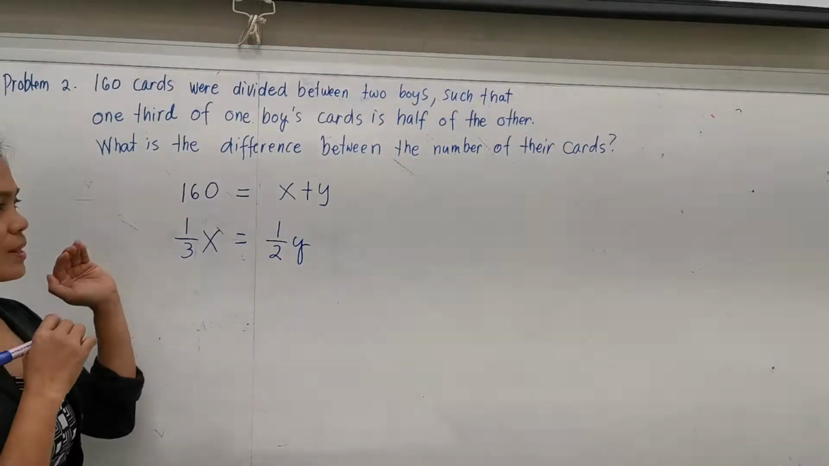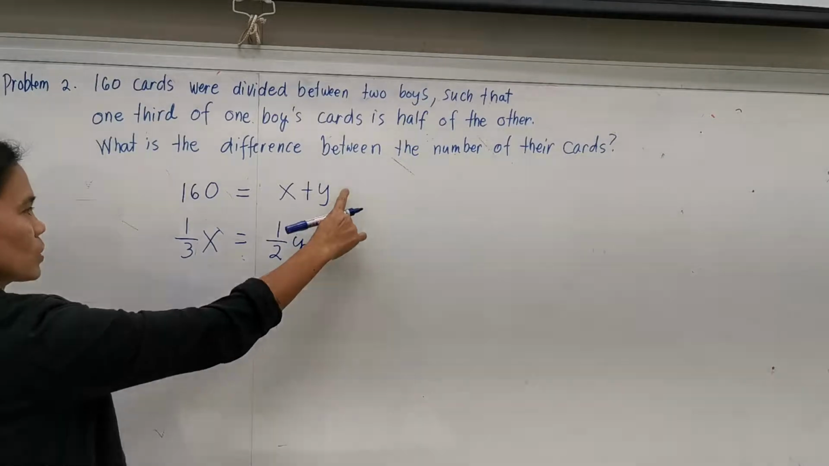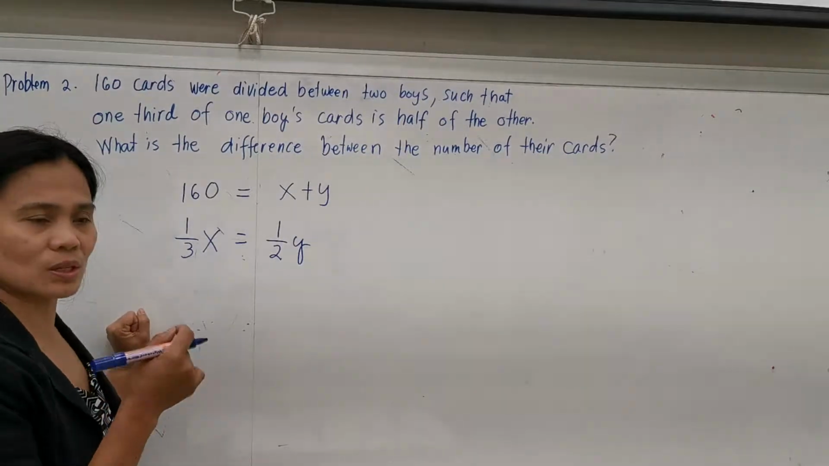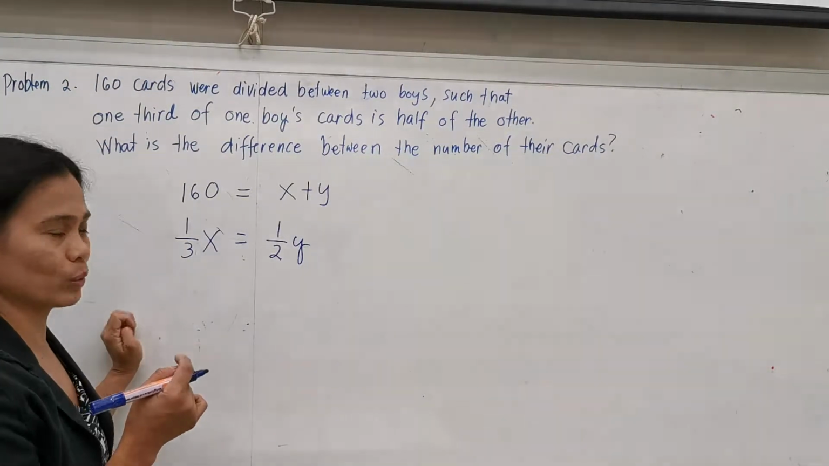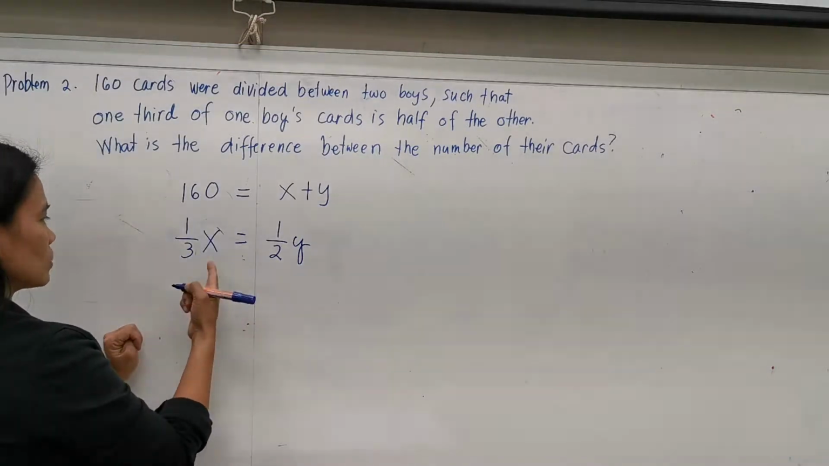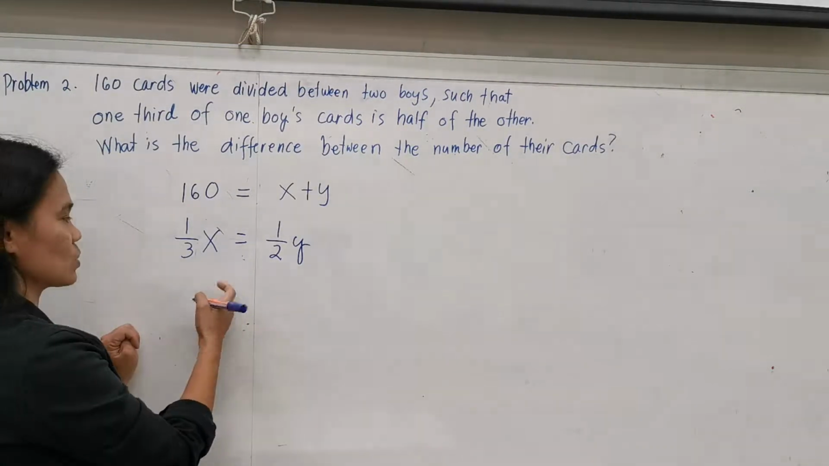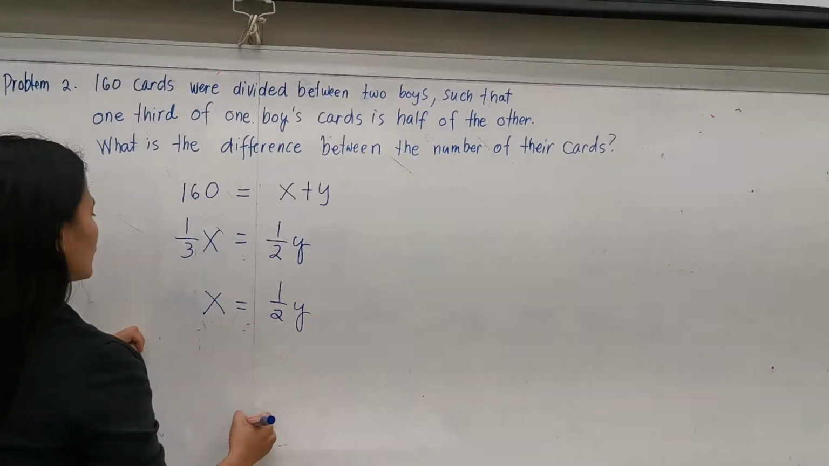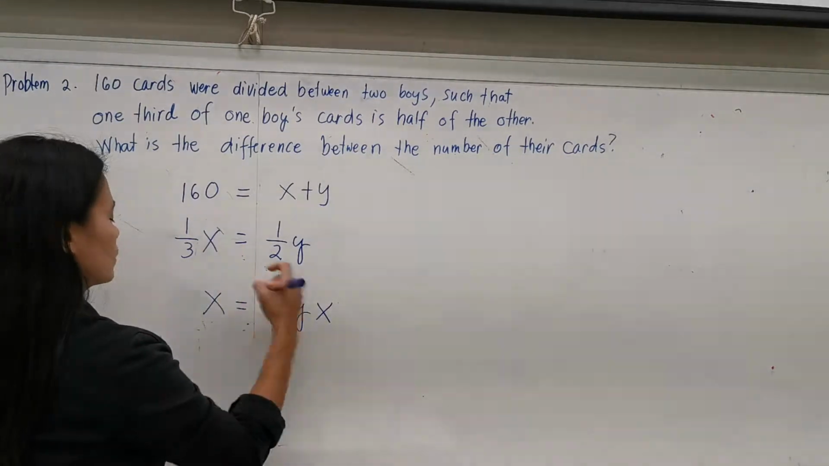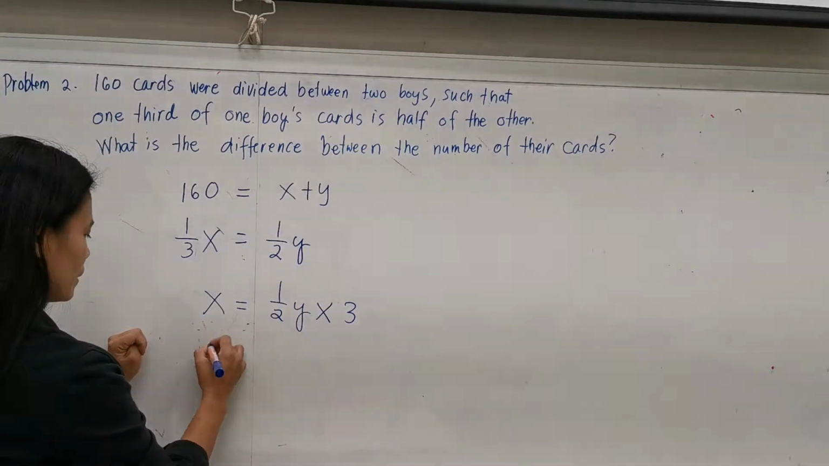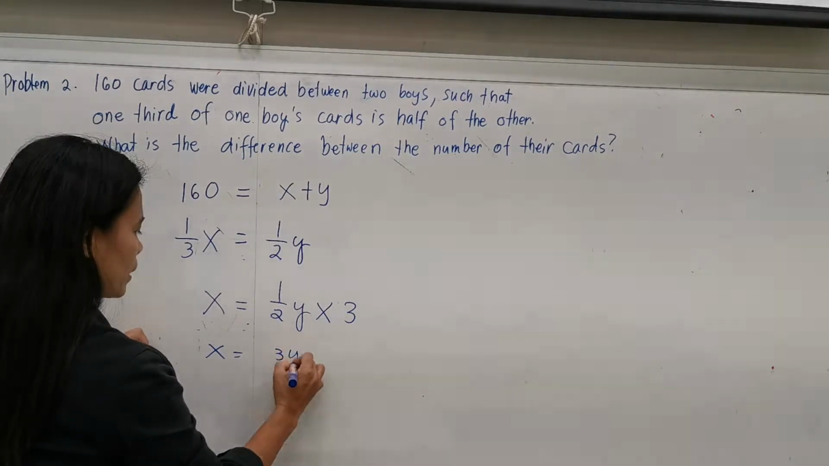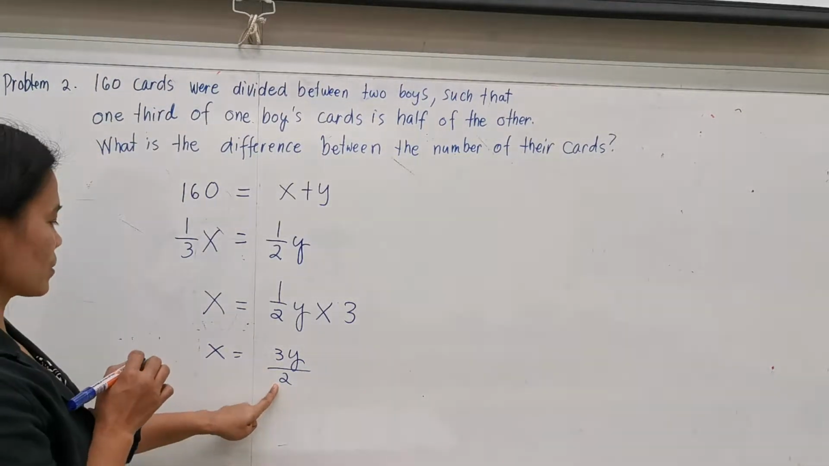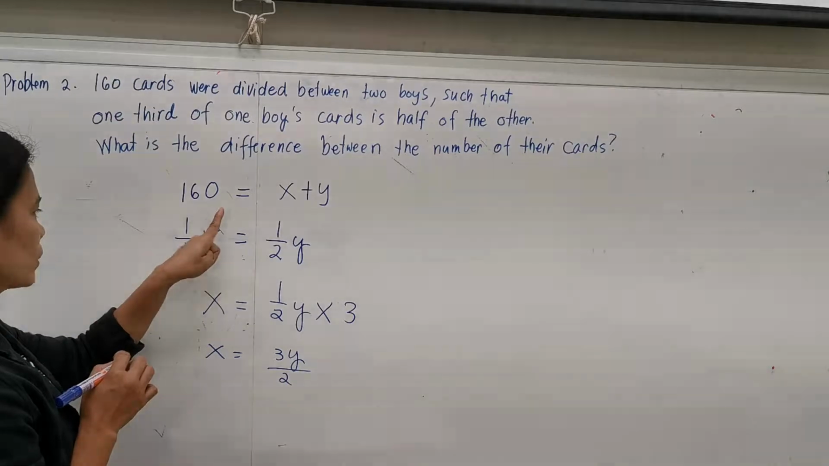Okay, so as easy as this, we already have two equations, equation 1 and equation 2. I'm going to use the substitution method of solving linear equations. If I make X the subject, X is equal to 1/2 Y multiplied by 3, so I have X is equal to 3Y/2.